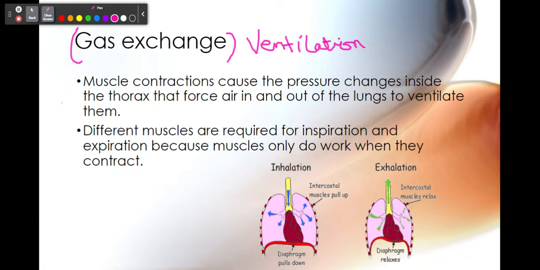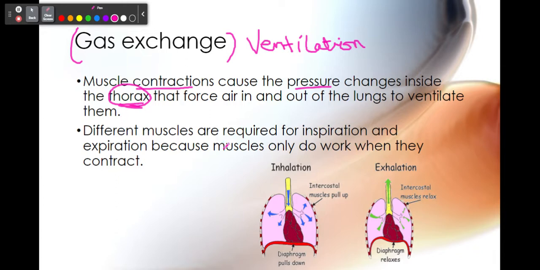Anyhow, so gas exchange. Super amazing, cool groups of muscles working to get air in and out of the lungs. Muscle contractions are going to cause pressure changes in the thorax. The thorax is just our fancy word for the chest. So we're looking at pressure changes in the chest, the thorax, and that's going to allow air to move in and out of the lungs.